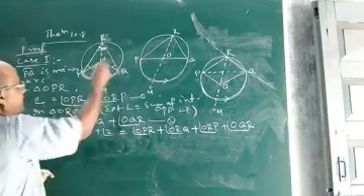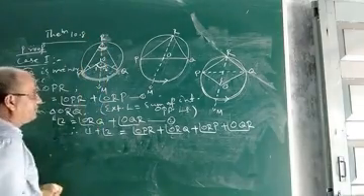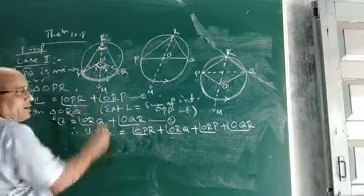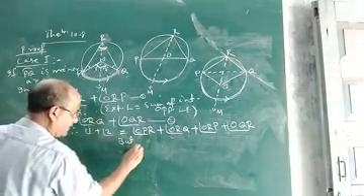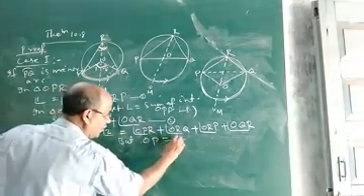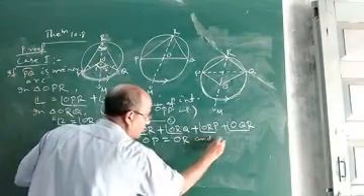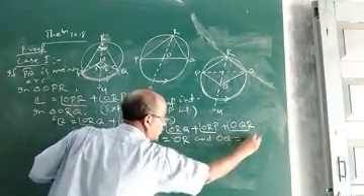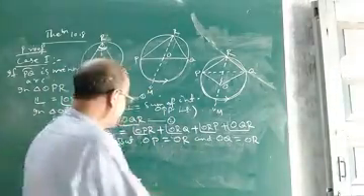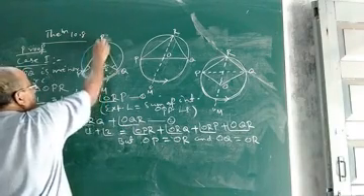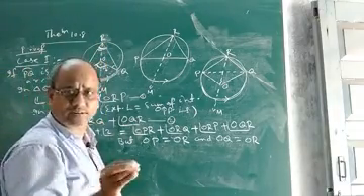Now see, children, mark one thing. Here OP equal to OR. Why? Because they are the same radii. I am writing here, OP equal to OR and OQ equal to OR, because they are the same radii of the same circle. Now if OP equal to OR, then this angle will be equal to this angle, because OPR is an isosceles triangle.